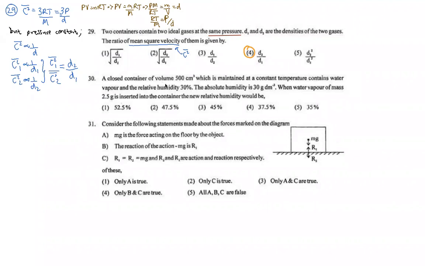30th one. A closed container of volume 500 centimeter cube, which is maintained at a constant temperature, contains water vapor and the relative humidity is 30%. The absolute humidity is 30 gram per decimeter cube. When water vapor of mass 2.5 gram is inserted into the container, the new relative humidity would be. Okay, interesting. So let me focus on that. Question number 30.